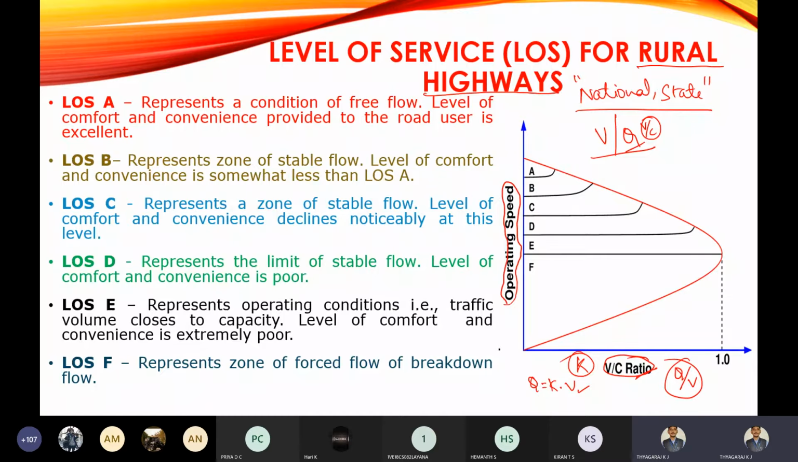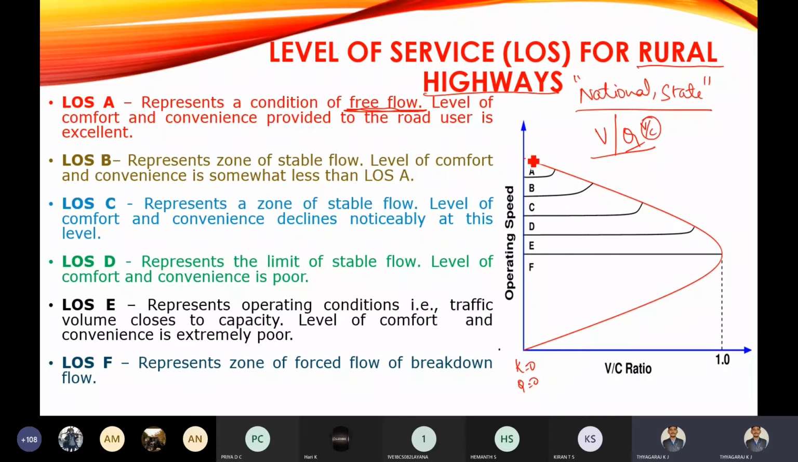Now what we are going to do is analyze the qualitative measure of operating condition by looking at level of service A. So what does level of service A represent? It represents a condition of free flow. In the curve you can observe here, there are no vehicles, the density is zero or the flow is zero.